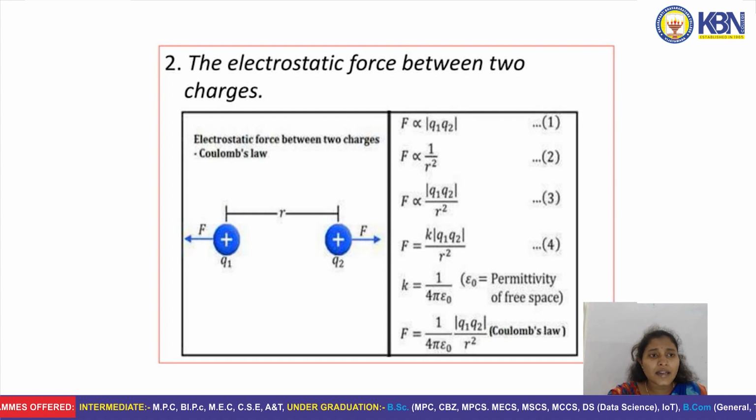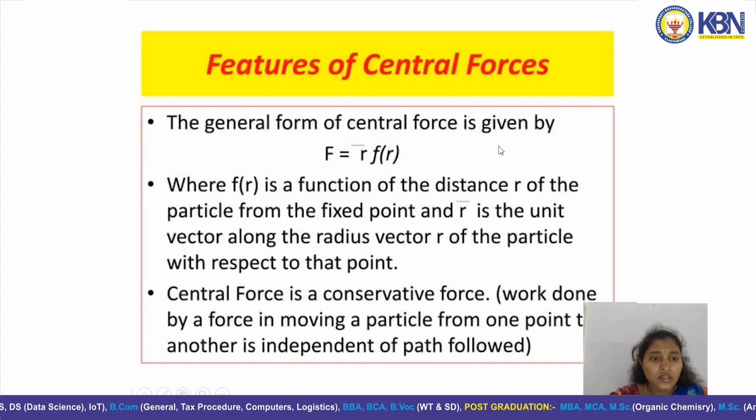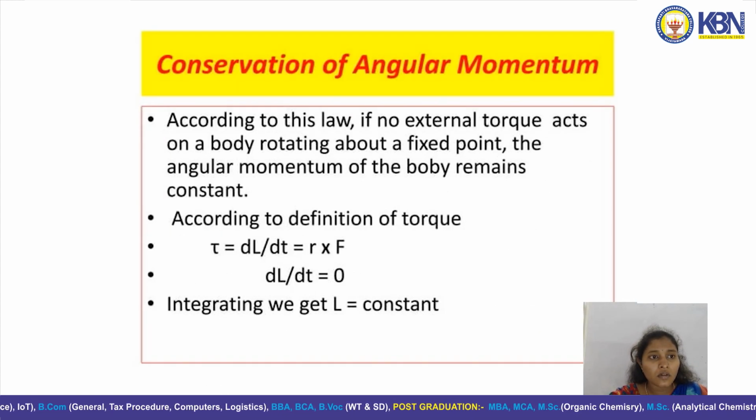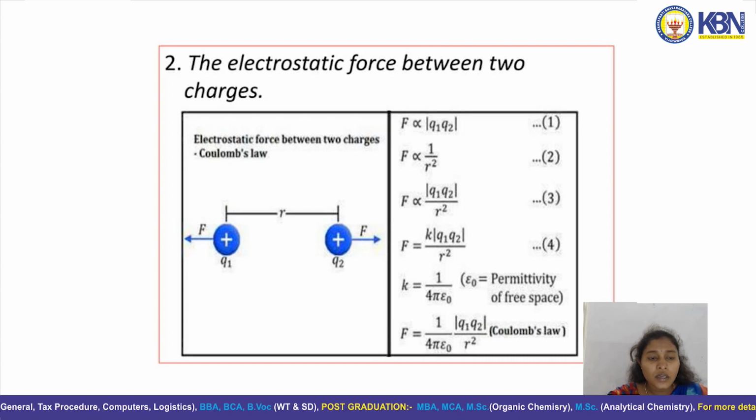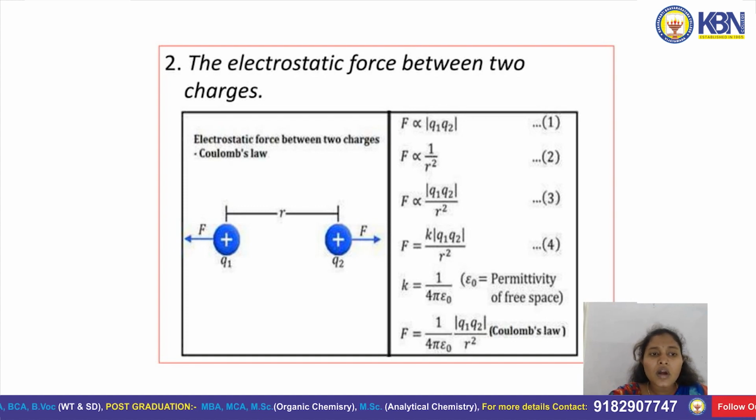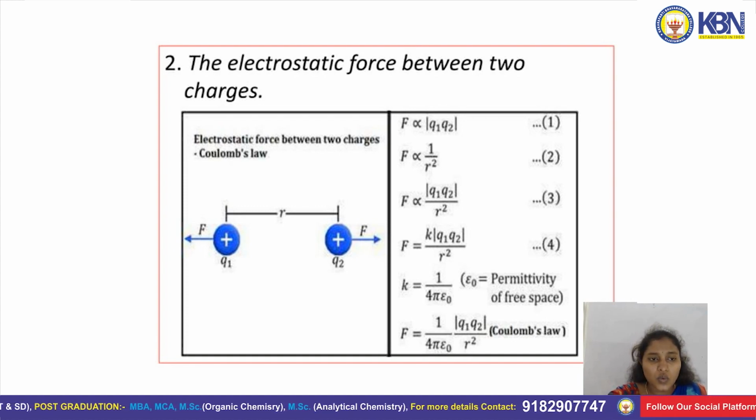Here the electrostatic force between the two charges is given by using Coulomb's law. So by using Coulomb's law we can represent the electrostatic force between the 2 points. What does Coulomb's law represent? Here you can see force is directly proportional to the product of the two charges, that is nothing but q1 and q2, and it is inversely proportional to the square of the distance.